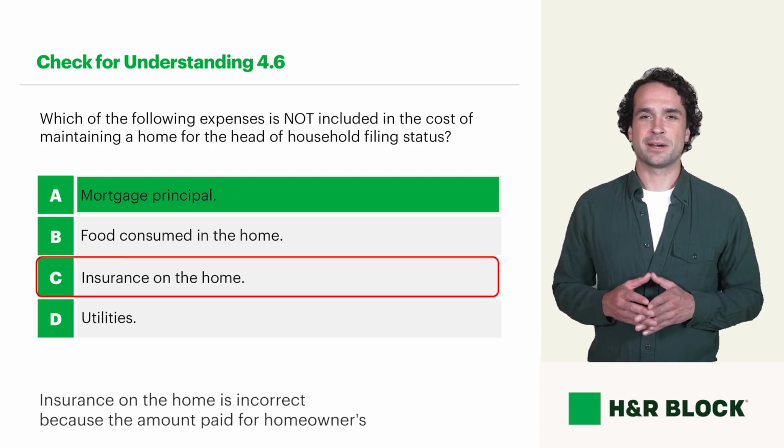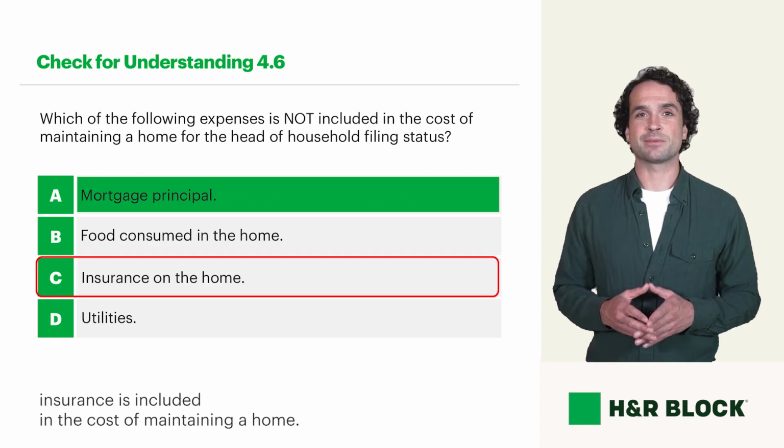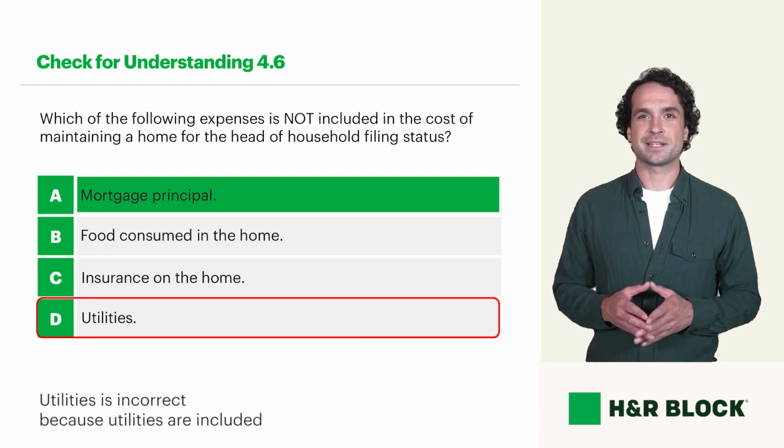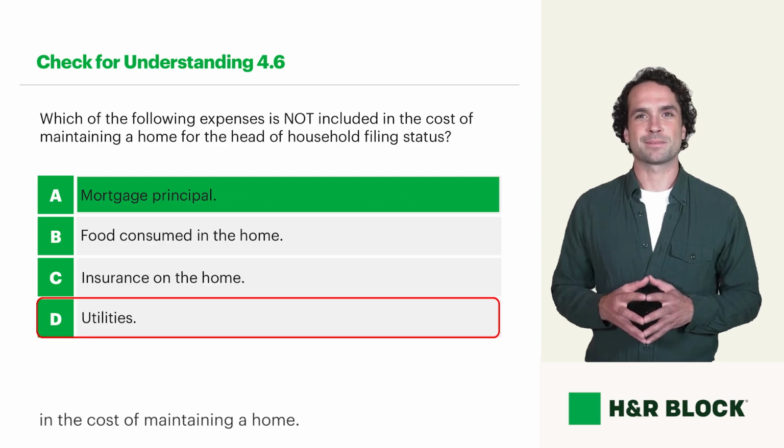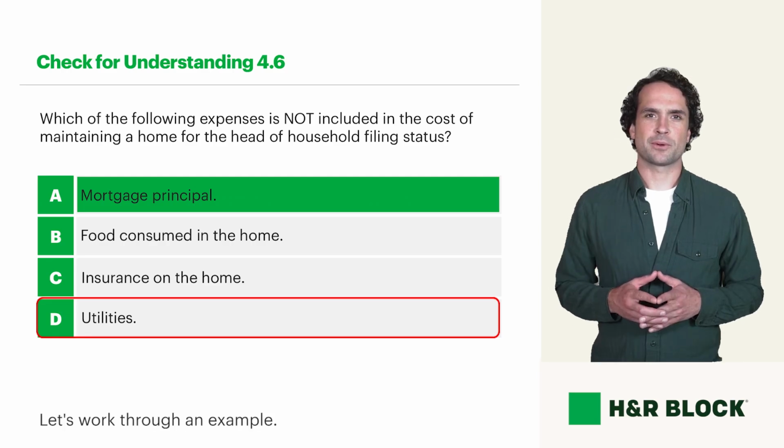Insurance on the home is incorrect because the amount paid for homeowners insurance is included in the cost of maintaining a home. Utilities is incorrect because utilities are included in the cost of maintaining a home. Thanks, Rockstar. Let's work through an example.